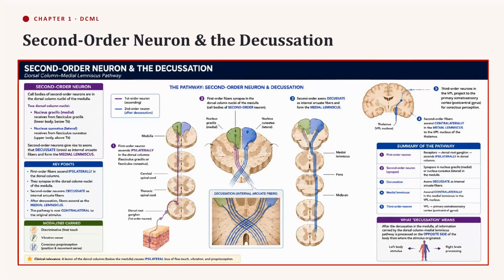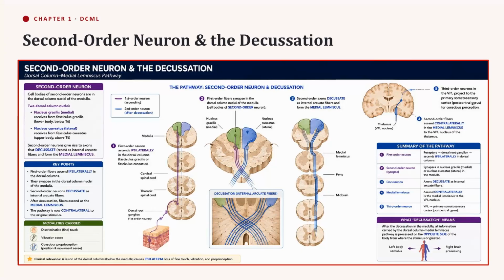The second-order axons sweep across the midline as the internal arcuate fibers and gather on the other side to form the medial lemniscus. Look at the decussation panel in the middle. Those fibers curving across. That single sweep is what makes everything above it contralateral.